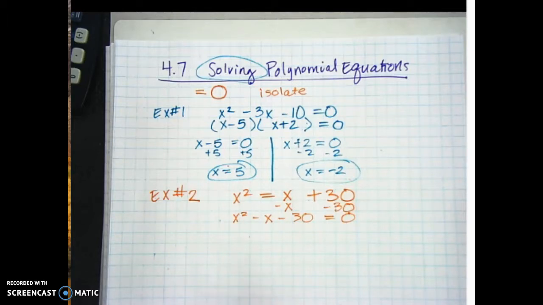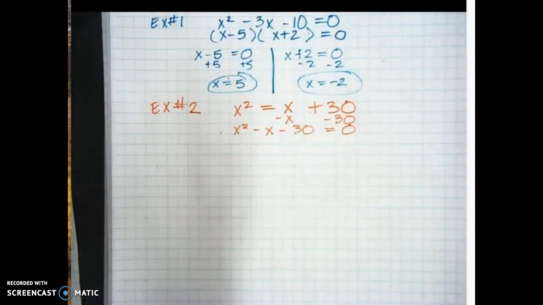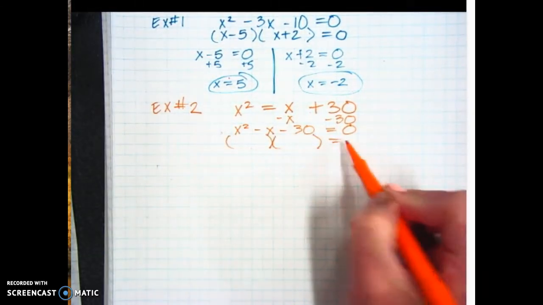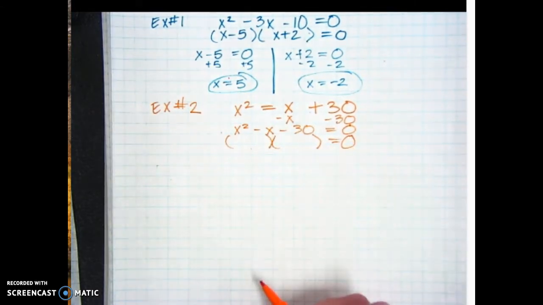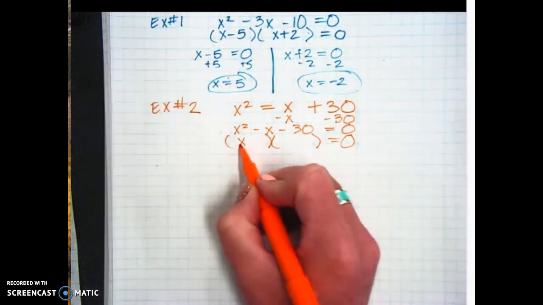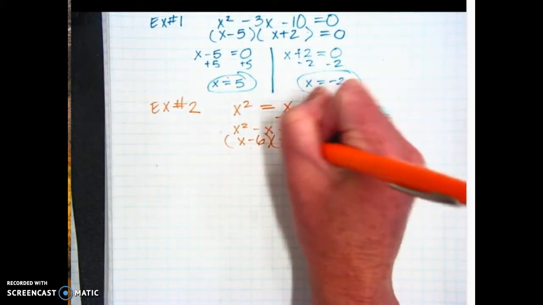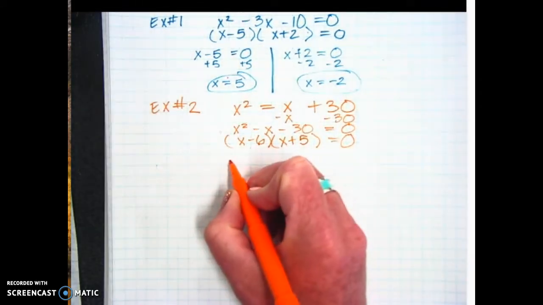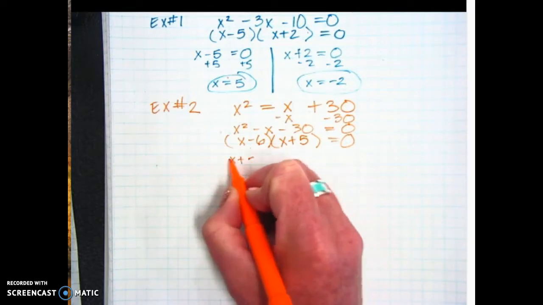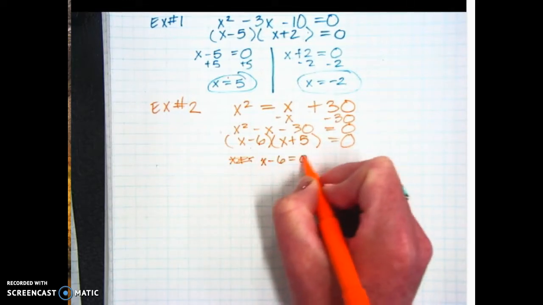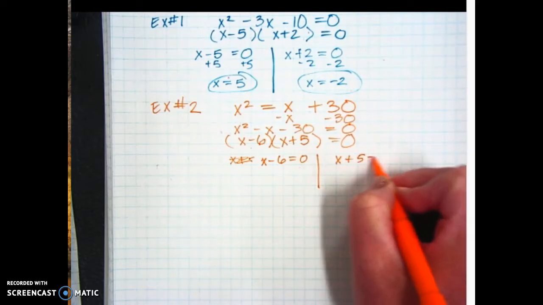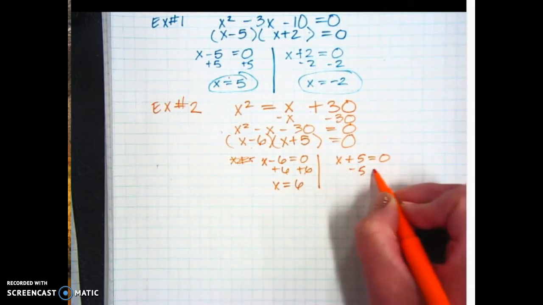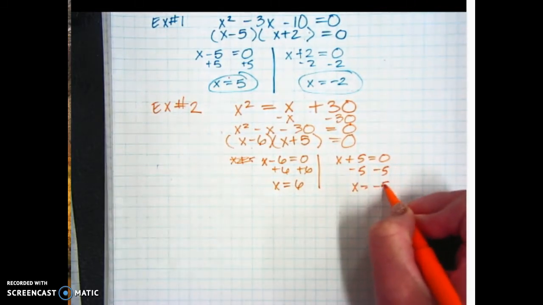Look for a GCF. Is there a GCF? No. Is it easily factorable? Yes. What two numbers will multiply to get negative 30, but add or subtract to get negative 1? Negative 6, so x minus 6 and x plus 5. Okay? So when we go to get our solutions, we're going to take x minus 6, set it equal to 0. X plus 5, set it equal to 0. Add 6, we get x equals positive 6. Subtract 5, we get x equals negative 5.